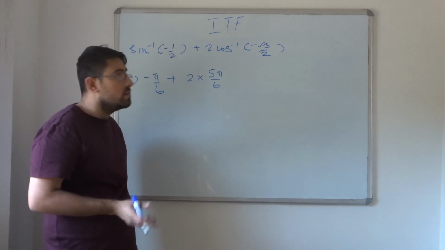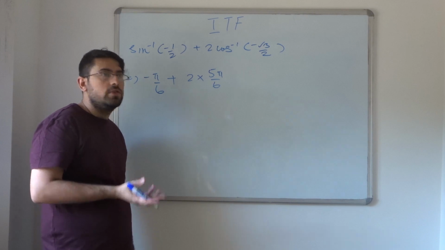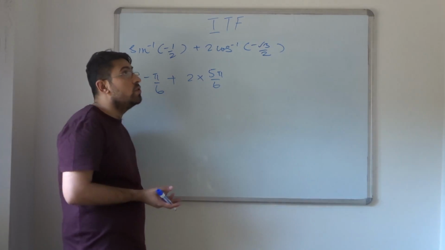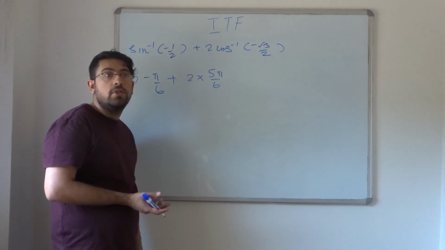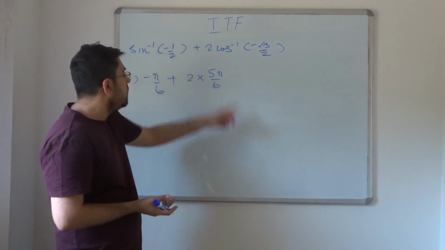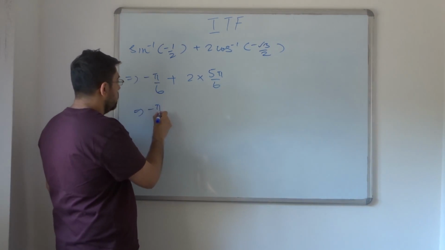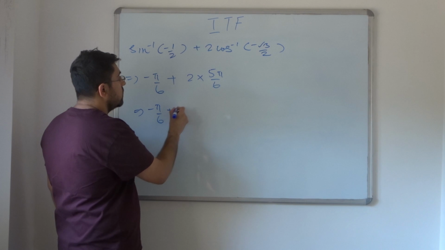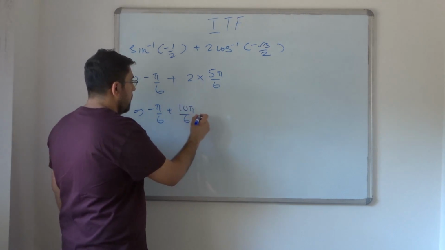pi by 6, and then you have to make it positive, right? You have to make it positive. So that is why, in order to make it positive, you do pi minus pi upon 6, and then it will become 5 pi upon 6. Okay, and then what do you get, guys? You get 10 pi upon 6.